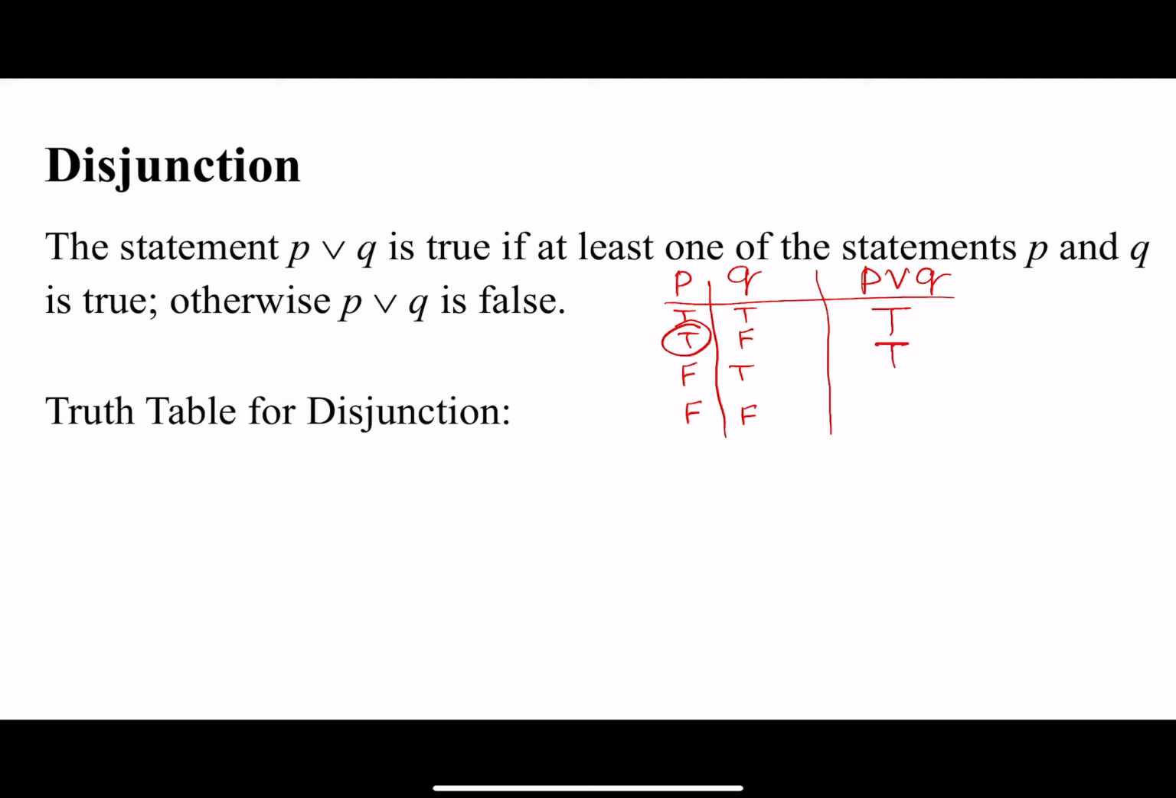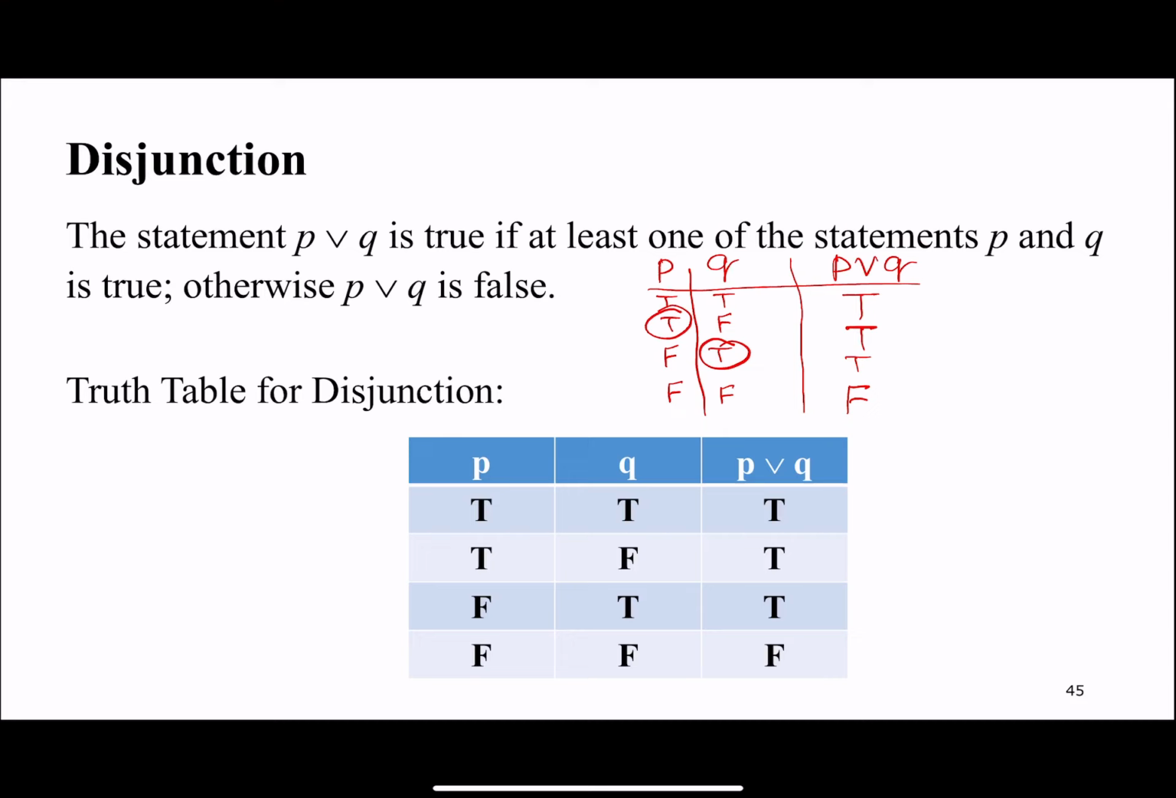Look at the third one. At least one of them is true. So P or Q is true. But look at the last one. Both are false. You get false. Here is P or Q. The truth table for disjunction.